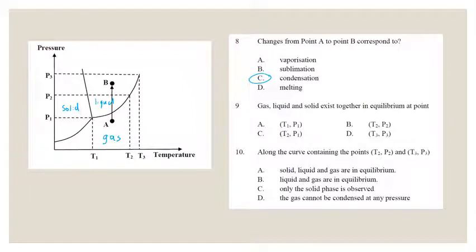Alright. So, gas, liquid and solid exist together in equilibrium. So, gas, liquid and solid exist together in equilibrium at point mana? Kalau gas, liquid, solid, ketiga phase exist together in equilibrium, mestilah pada critical point. So, critical pointnya di mana? T1 dan juga P1. So, ini jawapannya adalah A.